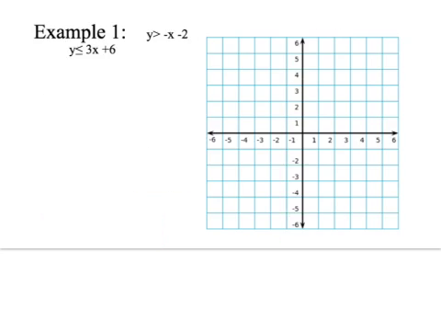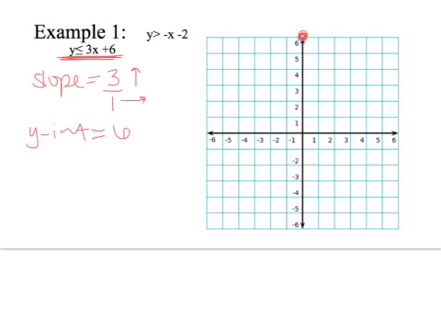So for example, I have y equals 3x plus 6 here. My slope for that is 3, and I want slope to be a fraction, so it'll be 3 over 1. My y-intercept is 6. So I'm going to go to the y-axis to 6, plot a point, then count my slope. For positive, I'm supposed to count up and positive to the right, but I don't have enough graph up here to do that.